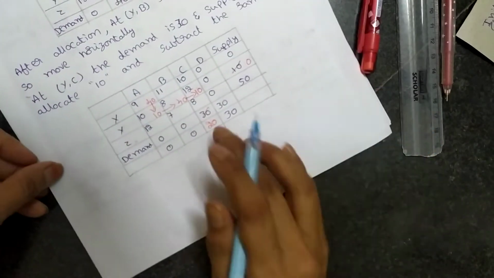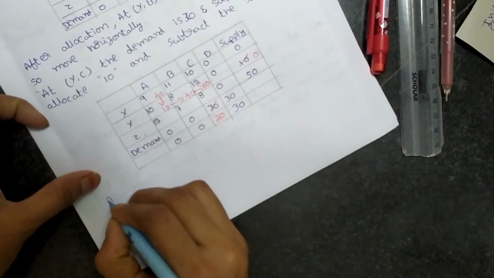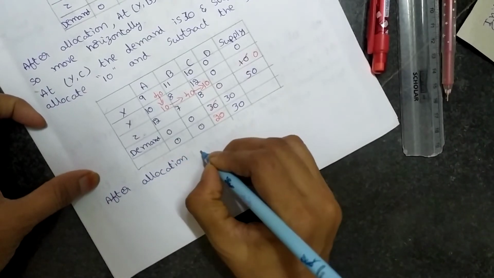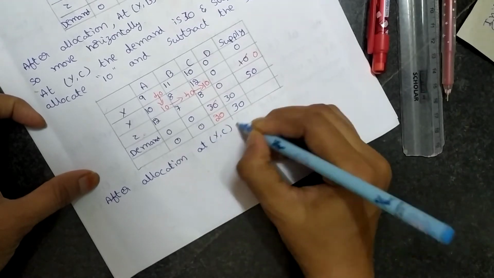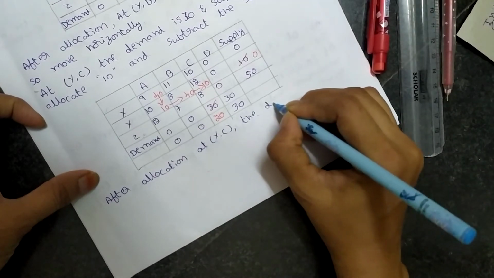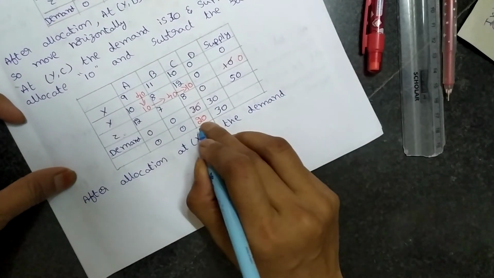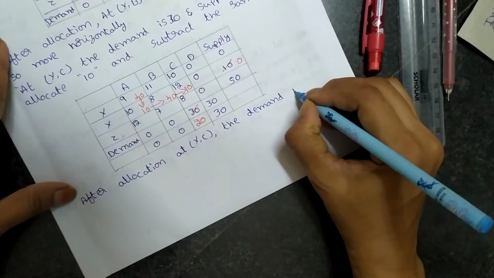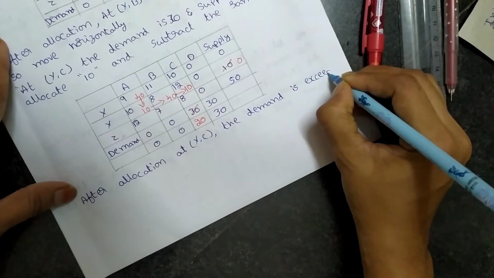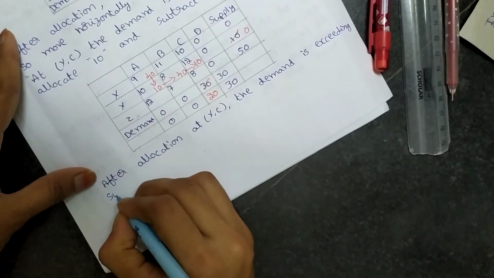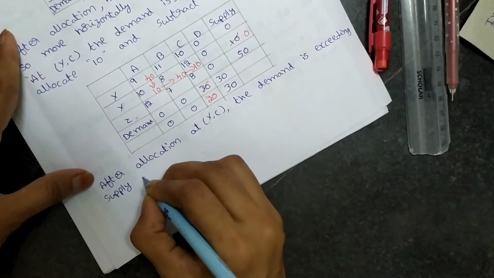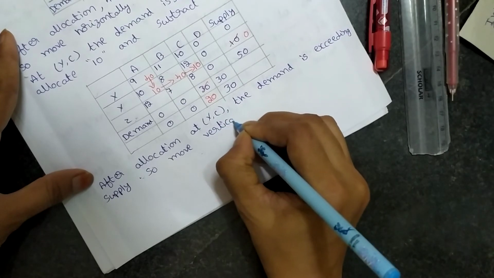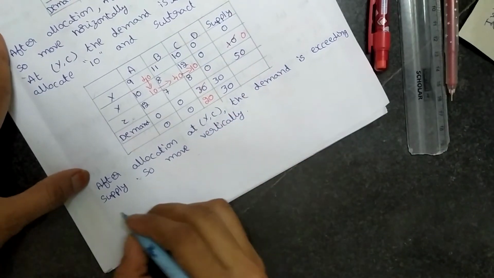Now again, next one, what happened after allocation? Where we have made the allocation now? At y comma c, the demand is 20 but the supply here is 0. The demand is exceeding supply. So move vertically. That means vertically we need to move now.